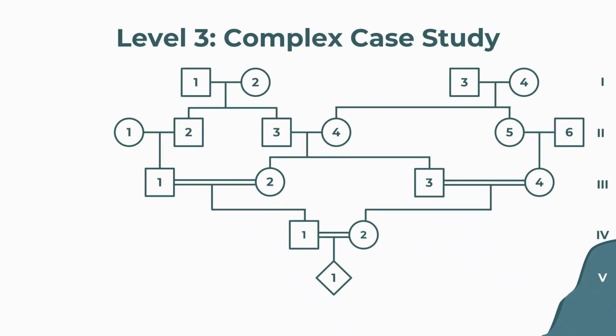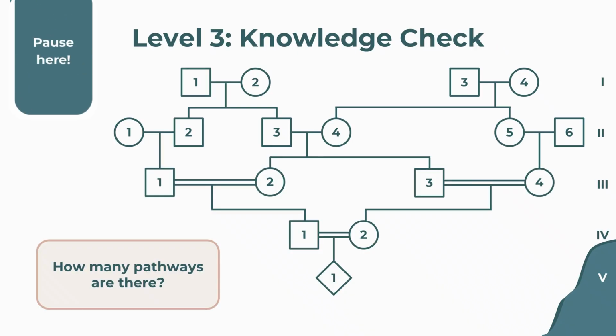In this pedigree, we have two healthy parents who we've denoted as first cousins. The proband's paternal and maternal grandparents are each first cousins as well. I'll give you a second to count how many pathways there are in this pedigree. This one's a bit tricky.